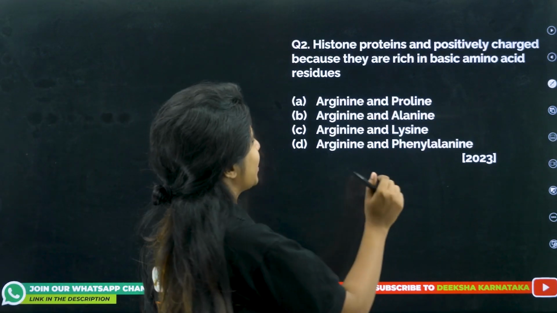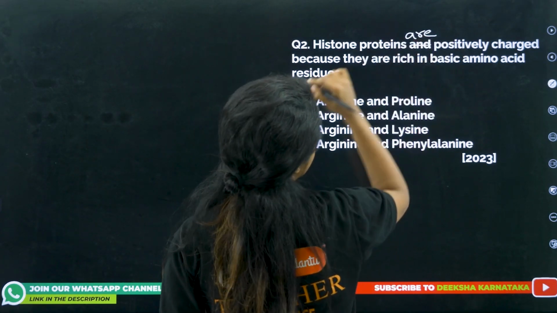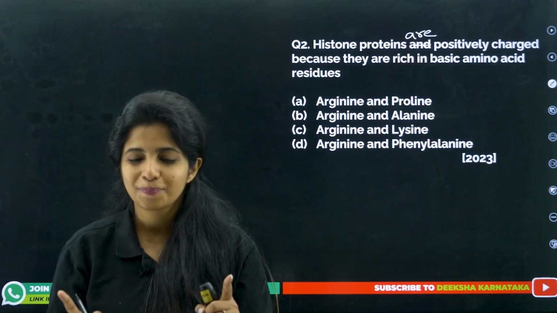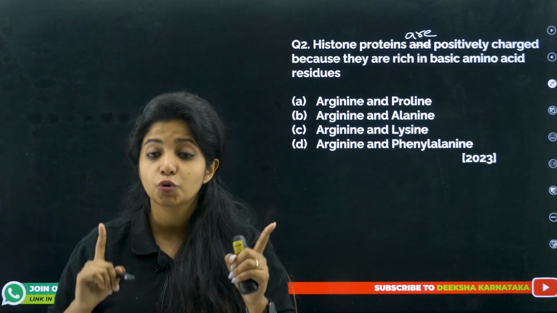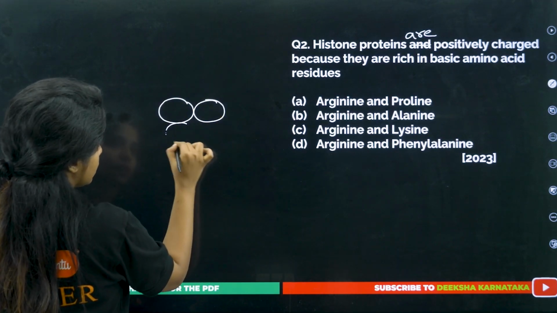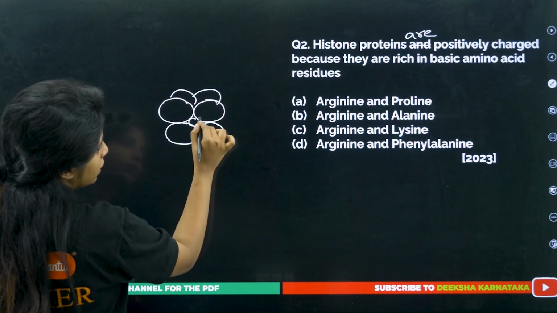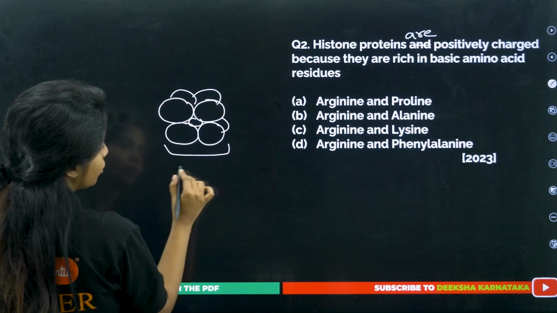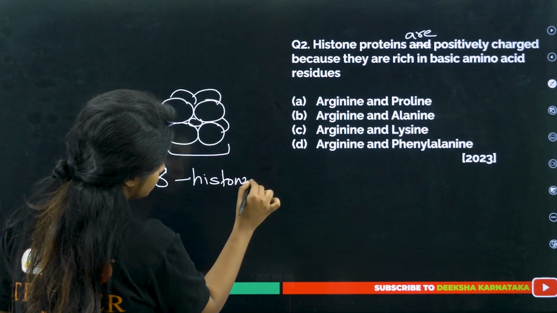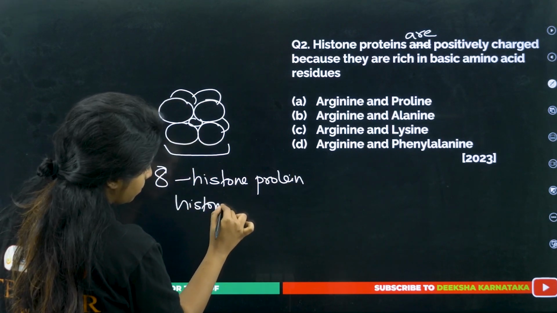Next, histone proteins are positively charged because they are rich in basic amino acid residues. First question, what do you mean by histone proteins? Basically, there are 1, 2, 3, 4 histone proteins. Similarly, at the back also there are 4: 1, 2, 3 and 4. So in total 4 plus 4, how many do you have? You have 8 histone proteins, or you call it a histone octamer, my dear children.